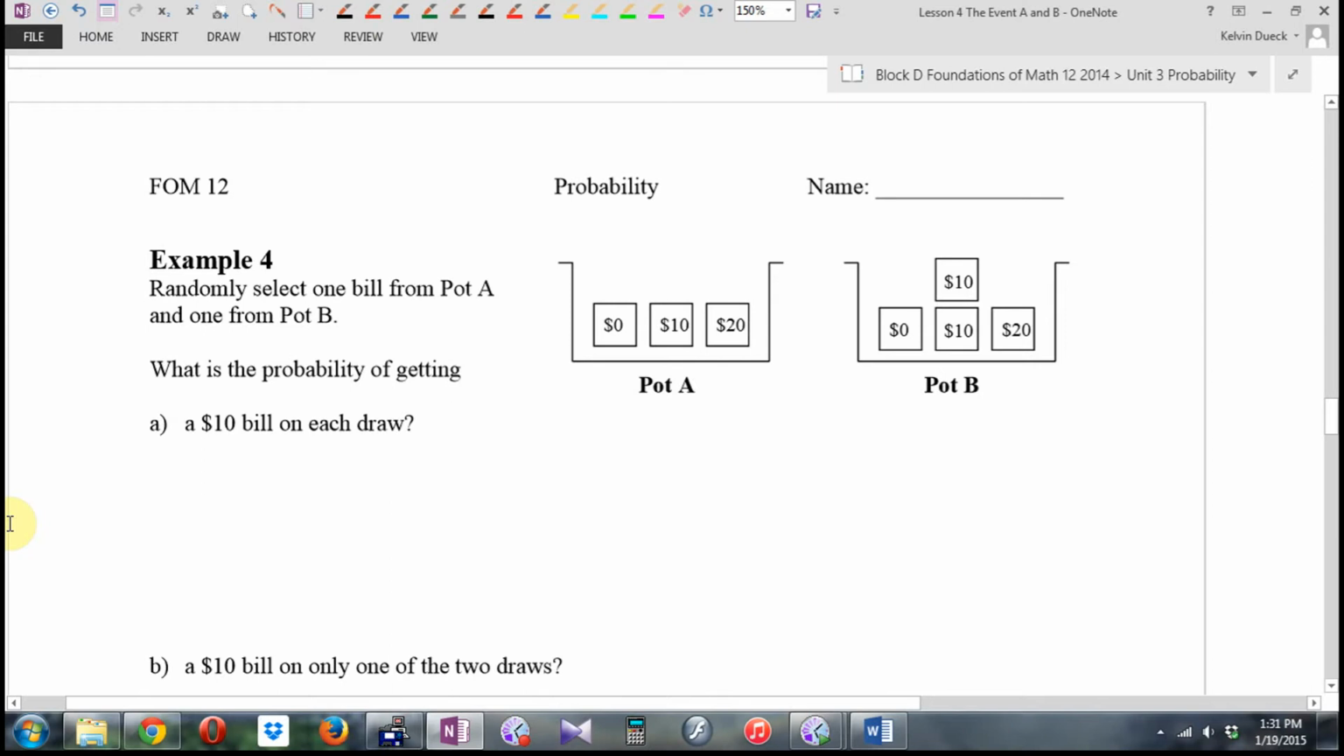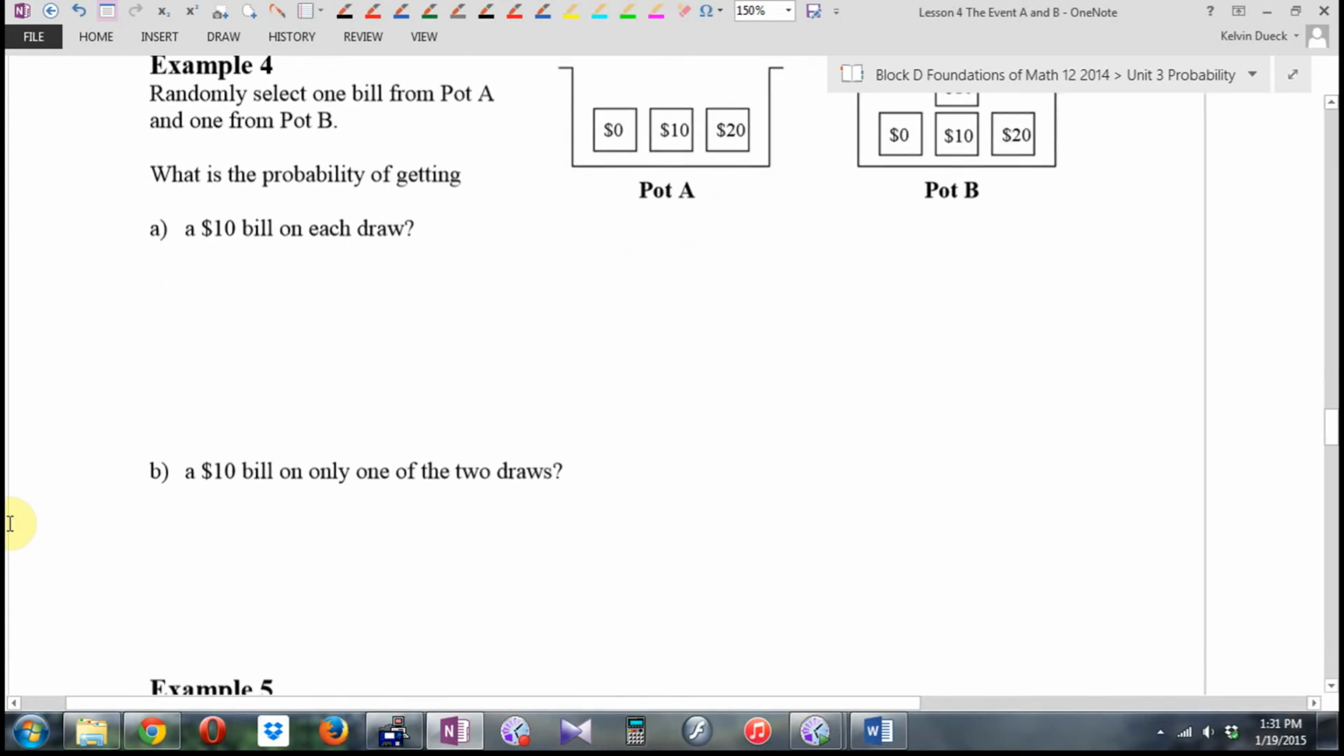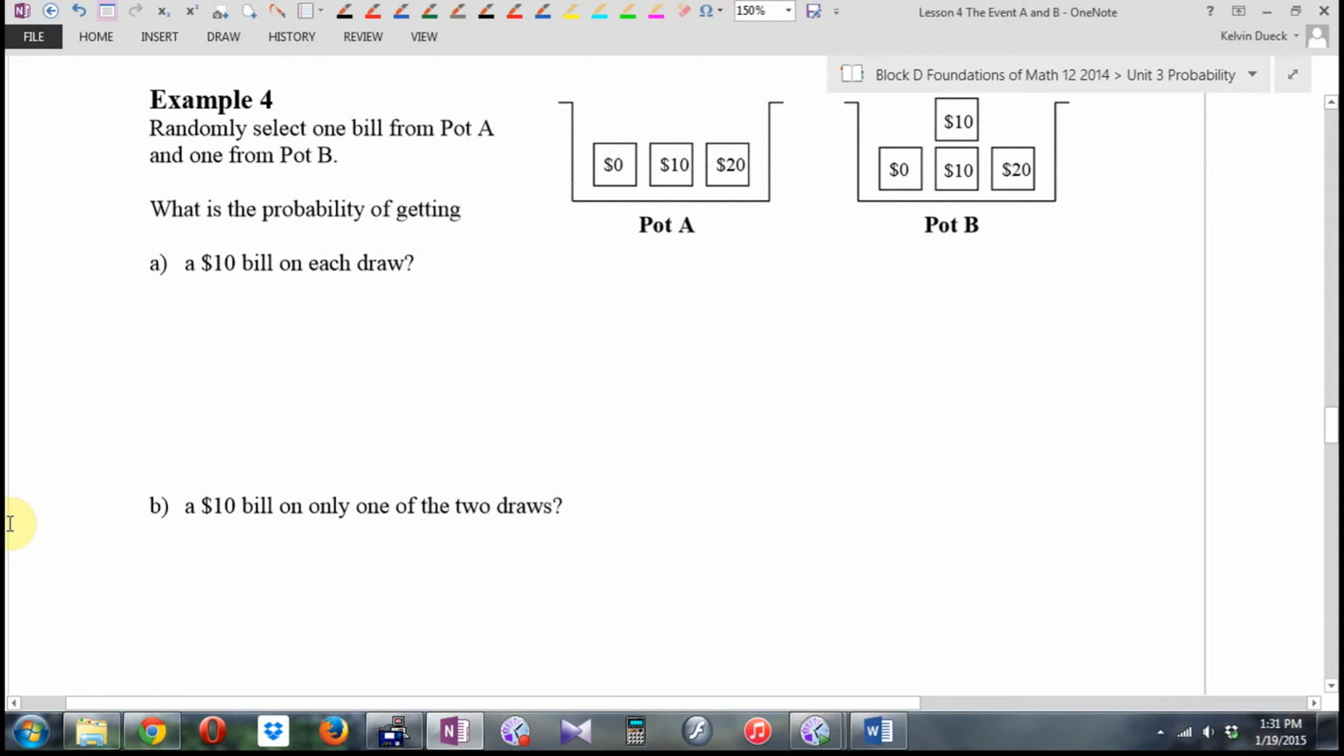Example 4, next page over. It says this: randomly select 1 bill from pot A and 1 from pot B. And it wants the probability of getting a $10 bill on each draw, a $10 bill on only one of the 2 draws. Okay, we have 2 events, pot A and pot B. How many events? 2. Matt, I think I'm going to try doing a tree.